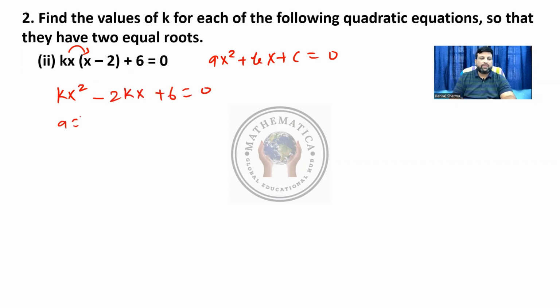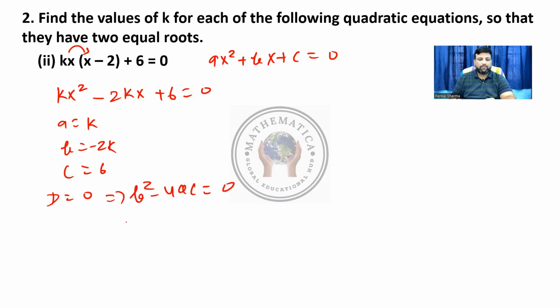So here we can say a is what? k, b means minus 2k, and c means 6. So here we can say that the discriminant is equal to 0 because both the roots are the same, because they have equal roots. So we can substitute it here. b square minus 4ac is equal to 0. Put the value of b, minus 2k whole square, minus 4, a is k and c is 6. 4k square minus 24k is equal to 0.